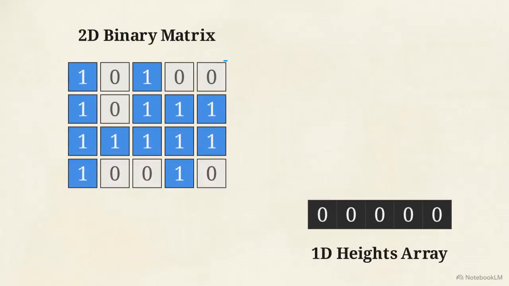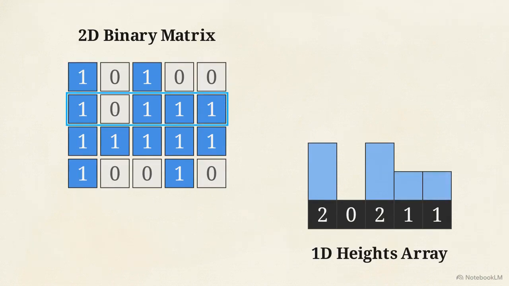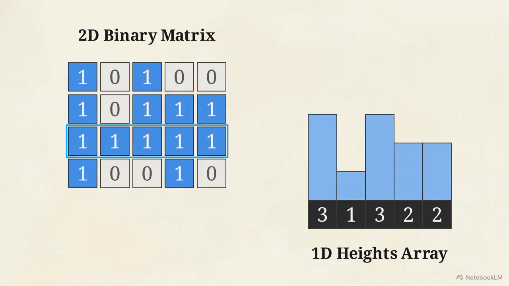Let's apply this to a sample matrix. At the first row, our heights are simply the values we see: 1, 0, 1, 0, 0. As we move to the next row, we follow the reset rule. If a cell contains a 1, we add it to the height from the row above. But if a cell is 0, any column building above it is broken, and the height for that column resets to 0. By the third row, cumulative heights are 3, 1, 3, 2, and 2.